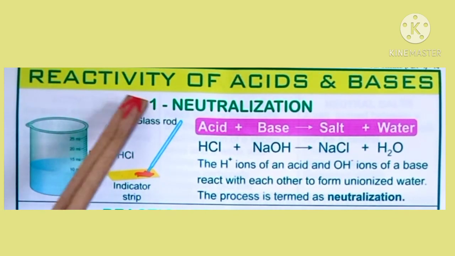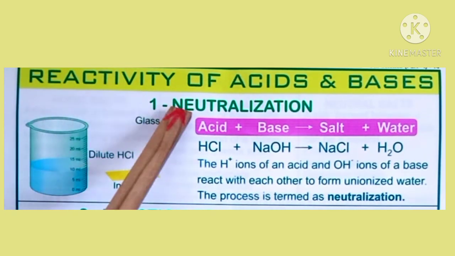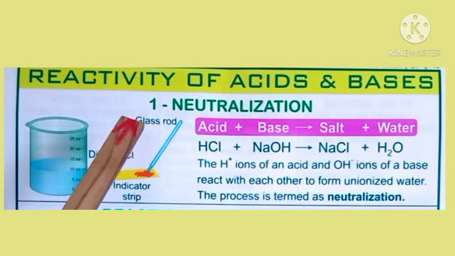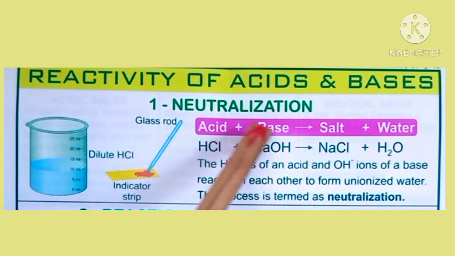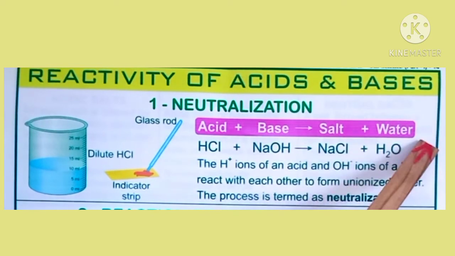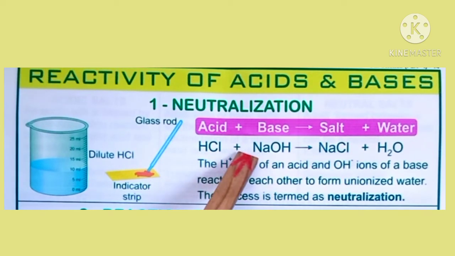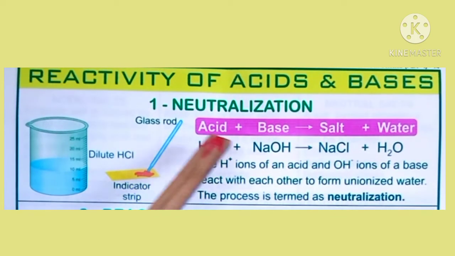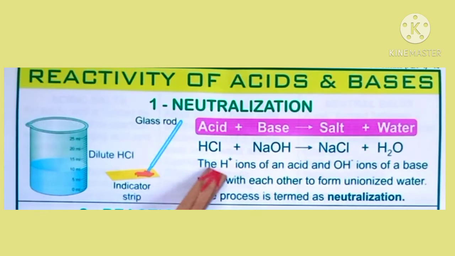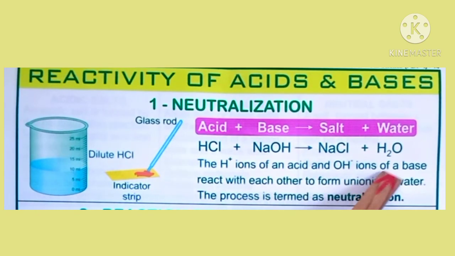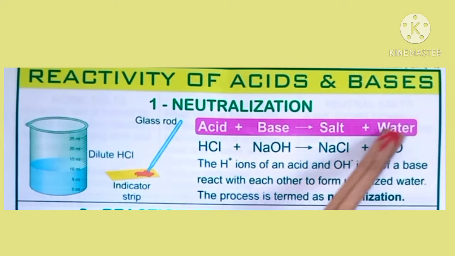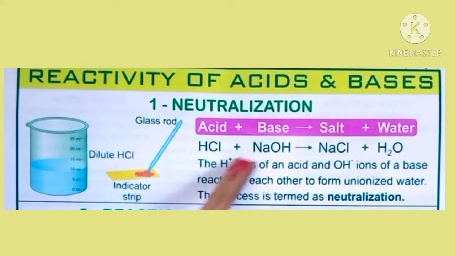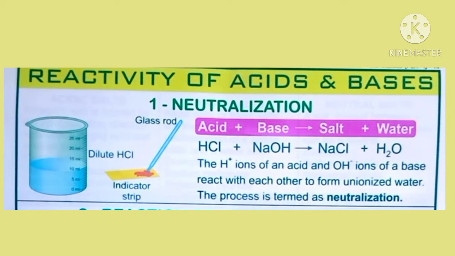So just now you have seen the experiment of the neutralization reaction. From here we can say that when acid and base react, they form salt and water, for example HCl plus NaOH form NaCl plus H2O. So this is the chemical equation. The H ions of an acid and OH ions of a base react with each other to form unionized water. Always, whatever the acid, because H ion and OH ion are the part of acid and base, this process is termed as neutralization.